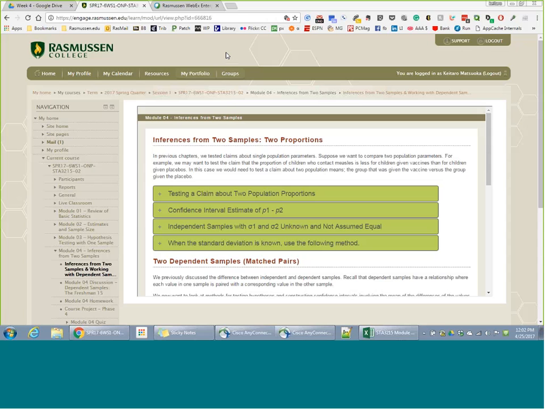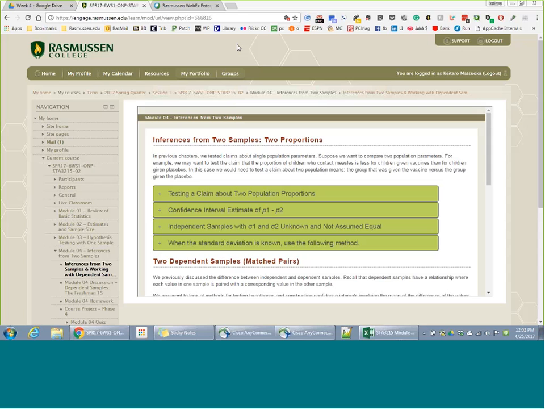In the last module, I wasn't explicit with this, but we were doing hypothesis testing on just one sample. To continue on that, this module will look at two samples. So instead of one sample, we're going to look at two samples this week, and we'll do similar things.